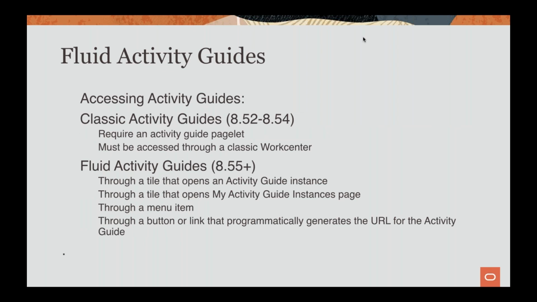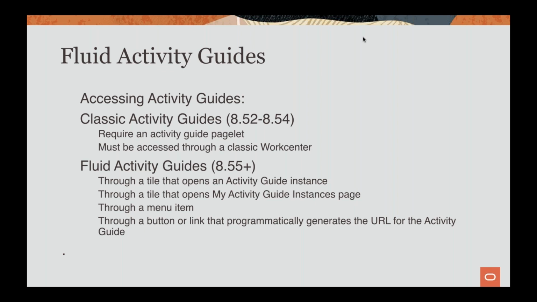Okay, so as you can see, this is just going to give you a bit of a back history and moving forward history, if you will. If you want to access activity guides, they are available for Classic in 8.52 to 8.54. You would actually go through and create the pagelet in the Work Center. From 8.55 onwards, as we said, everything is moving towards Fluid, so it will be operated through a tile.